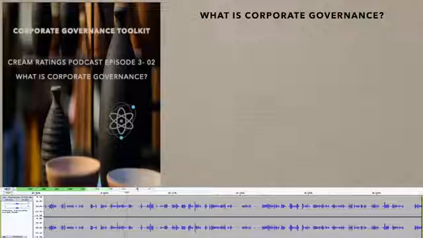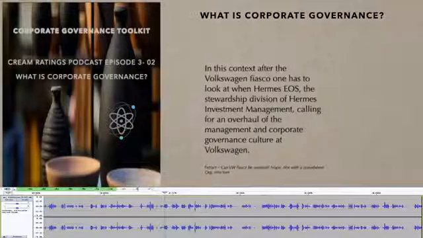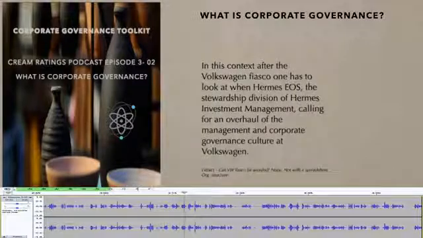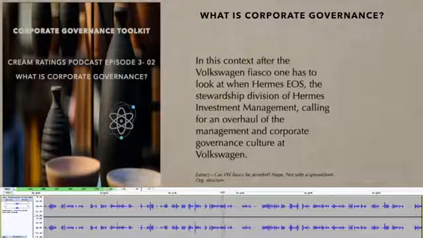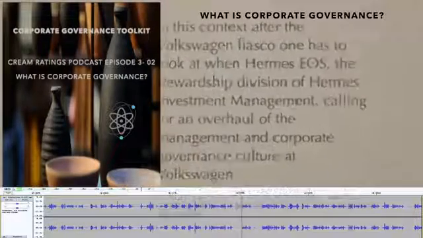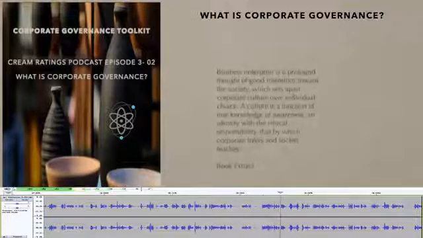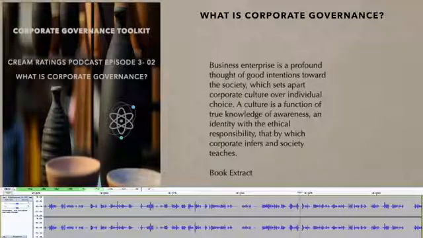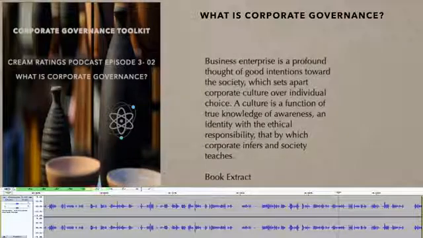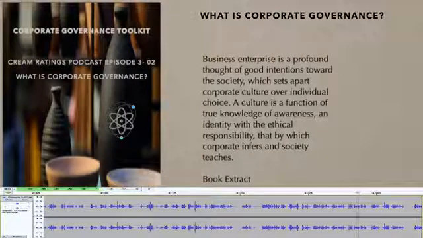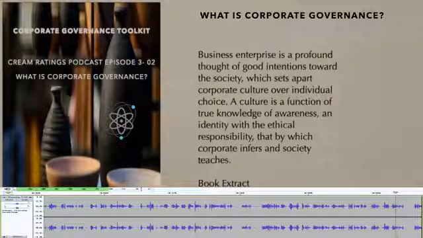when it happened for the Volkswagen diesel software problem, there was an immediate reaction from Hermes EOS, the stewardship division of Hermes Investment Management, calling for an overhaul of the management and corporate governance culture at Volkswagen. What is corporate governance culture? The business enterprise is a profound thought of good intentions towards the society, which sets apart corporate culture over individual choice. A culture is a function of true knowledge of awareness and identity with the ethical responsibility, that by which corporate infers and society teaches. So when you look at corporate governance culture, how is it different from corporate governance?